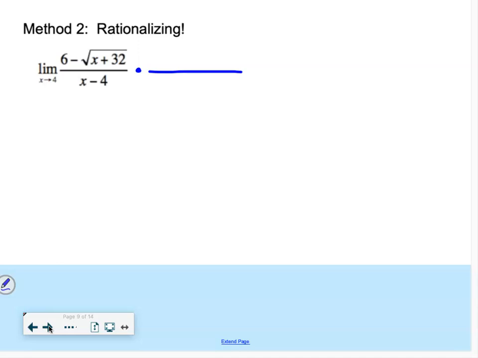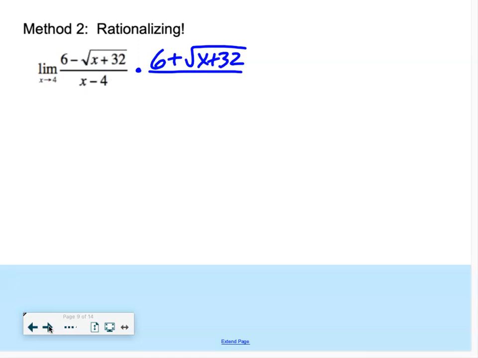Good. So you changed this sign, but you didn't change this sign? Is that correct? Are you sure? Positive? Okay, yeah, you're right. So you have, when you multiply by the conjugate, you change the sign that separates the terms.